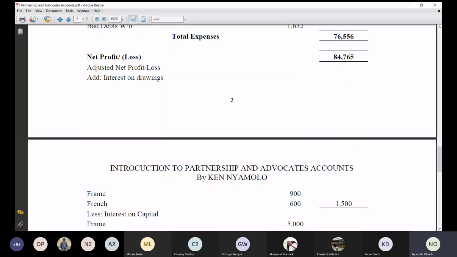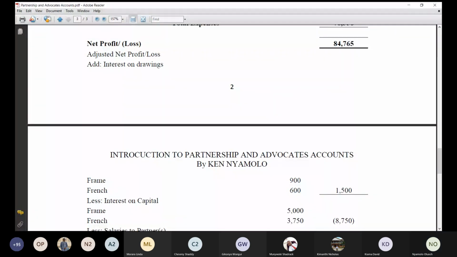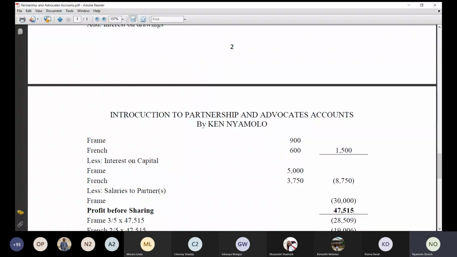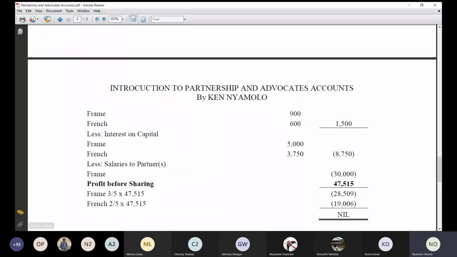You've added 1.5, which is interest on drawings. You've lessened the expenditure referred to as interest on capital. You've also deducted what we've paid our partner, Linda, for helping us run this venture. So then we realize that the profit that is available for us to share is 47,515,000.